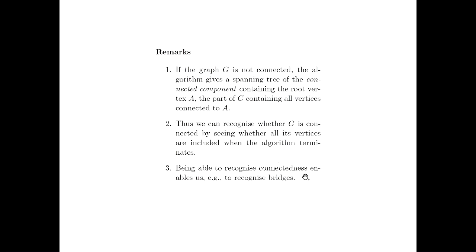And being able to recognize connectedness, for example, lets us recognize bridges, right? If you take away an edge and then you find your graph is disconnected, that's a bridge, right? Which is maybe giving you some insight into why Fleury's algorithm, the supposed improvement of the Euler-Trail algorithm, is not so hot, right? You've got to do work, potentially, to recognize which edges are bridges. Questions?